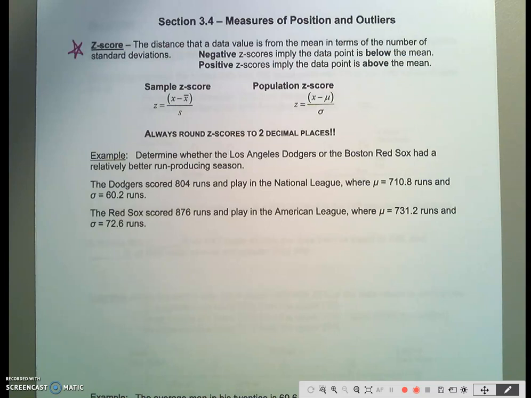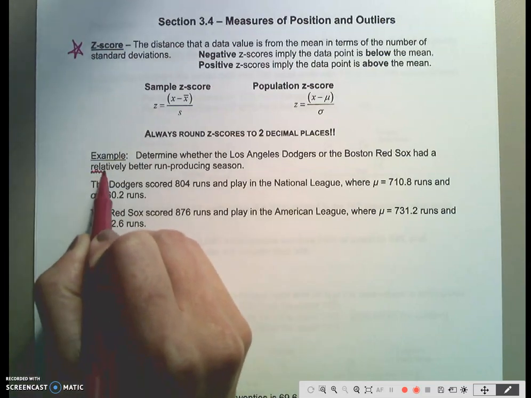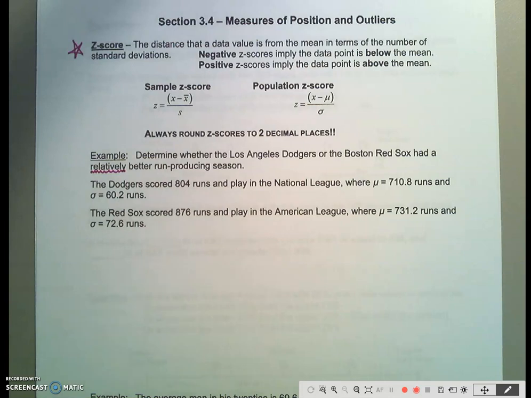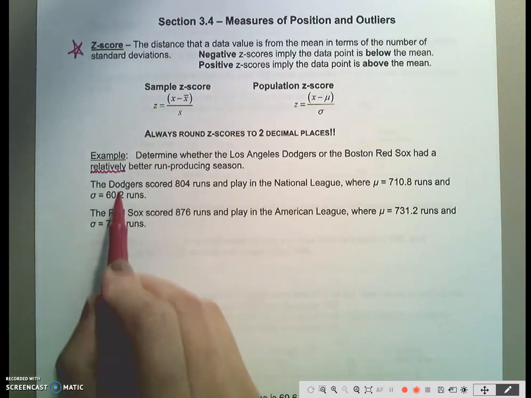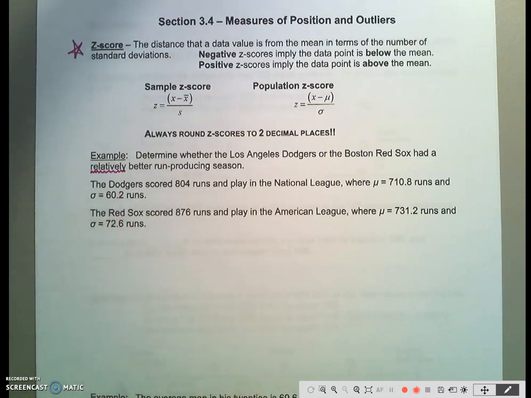So let's try an example involving baseball. It says, determine whether the LA Dodgers or the Boston Red Sox had a relatively better run-producing season. And it's this word right here. It's not necessarily who did better. It's important that it says who did relatively better. So we have some information about the Dodgers and we have some information about the Red Sox.